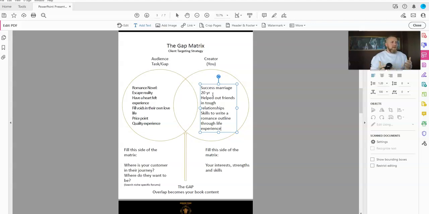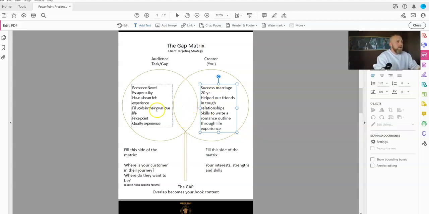You may have skills to write the outline of a romance novel based off your own experiences during life or other books that you've read. Life experiences are the best ones because you can draw from them and they're always at the forefront of your memory in your memory retention palace. Okay, so life experiences are really good, right?